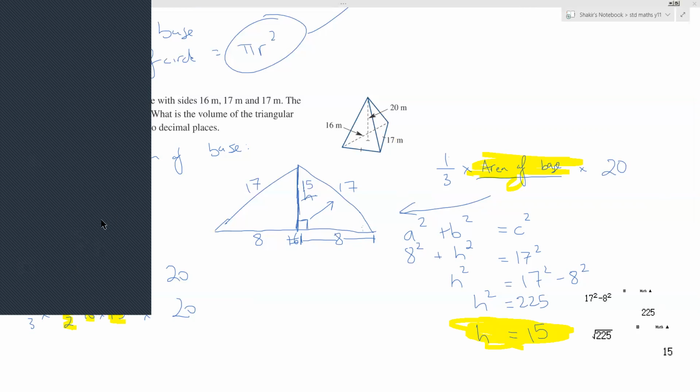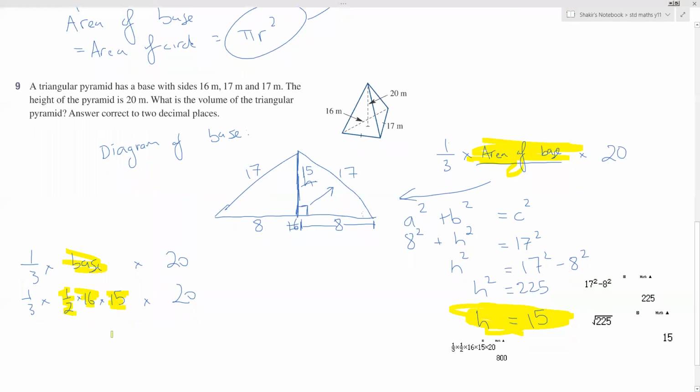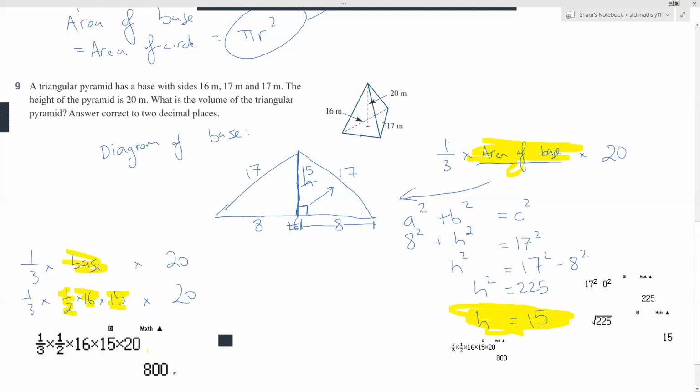A third times 1 over 2 times 16 times 15 times 20. And there we have it: 800 meters squared. Oh no, sorry, it's a volume, so 800 meters cubed. So that's it for today.